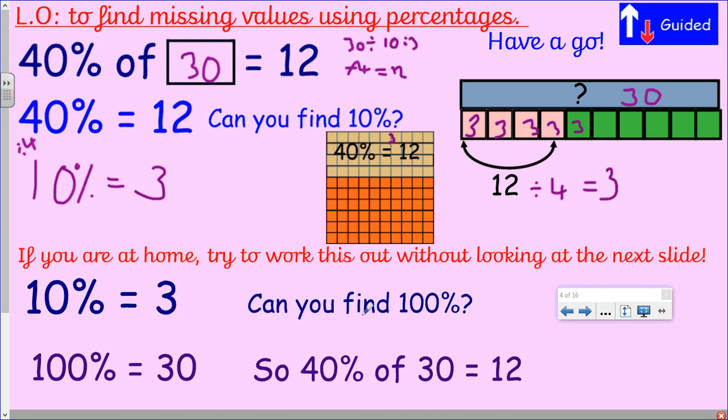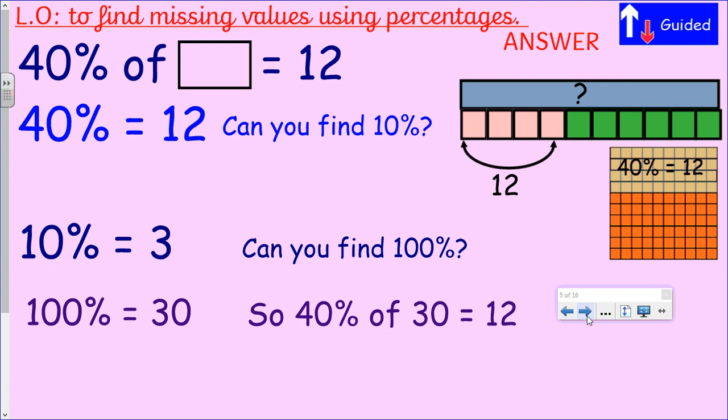10% is 3, so can we find 100%? Yes, we can. 100% is 30, so 40% of 30, we wrote it in up here, is 12, which is what you end up with on the next slide, okay? So the answer was 30. Okay, so I'll just put that on the next slide for you to see at home.